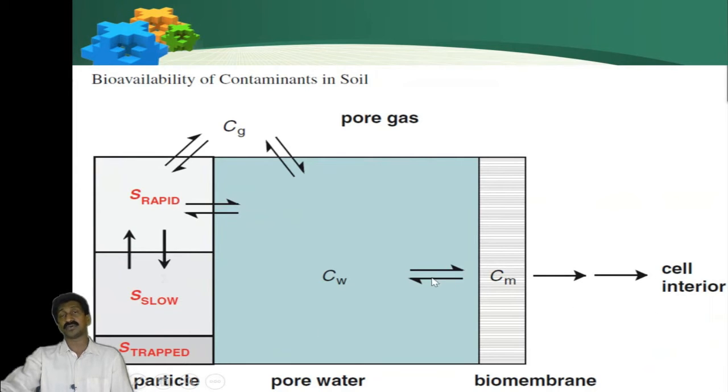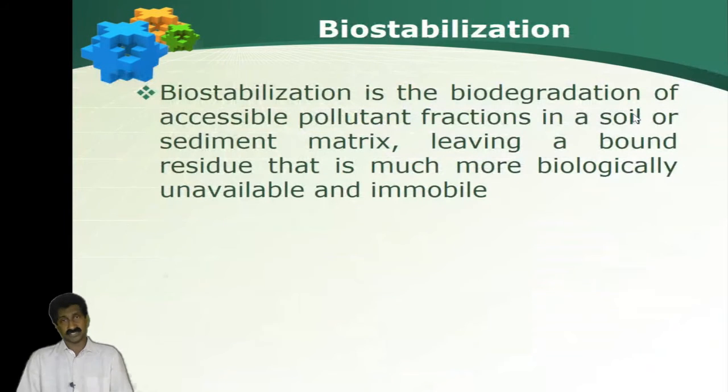Then the ability of that compound to pass through the biological membrane is another factor which finally decides the available concentration for degradation. So bioavailability of the contaminants is actually affected at various stages. Now, biostabilization is another term in biodegradation.